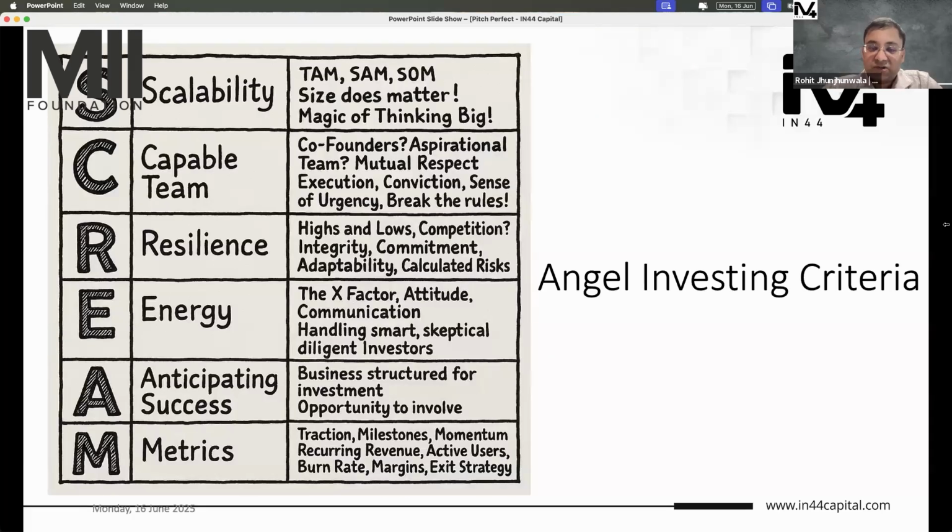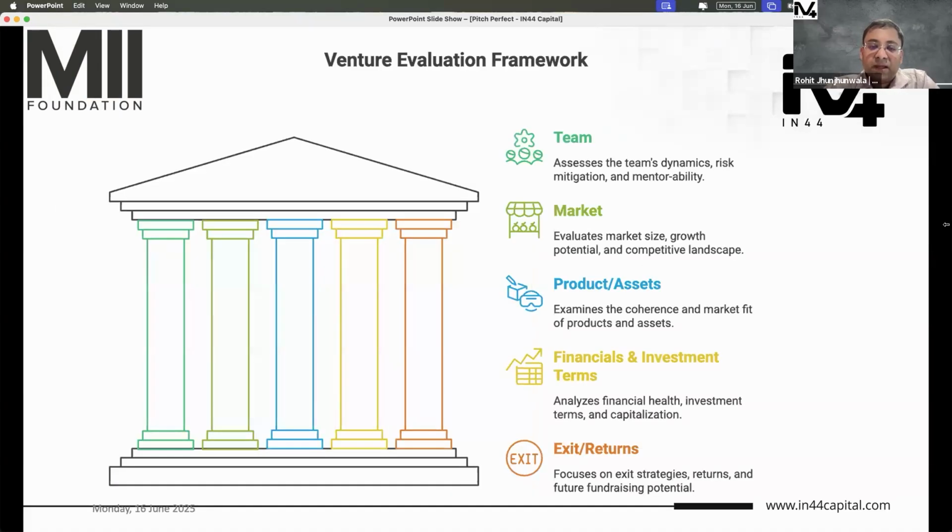So metrics, extraction, anticipated successes, how will you give me an exit, how long will it take, how much revenue will you get, all that stuff. It's just an acronym that we use, but essentially all of this we have already covered in the pitching session, right? When anybody evaluates, we don't use this framework, but essentially we evaluate the team, the market, the product, financials, and exits, right?